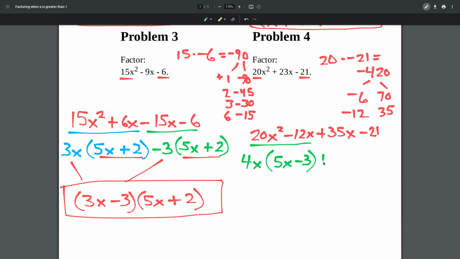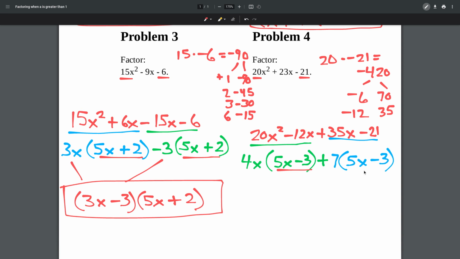Okay, and then now we want to look at the last two terms here, the 35x and the minus 21. 7 is the greatest common factor for both of those. So if I do 7 times 5x, that gives me 35x. And then 7 times a negative 3 gives me negative 21.